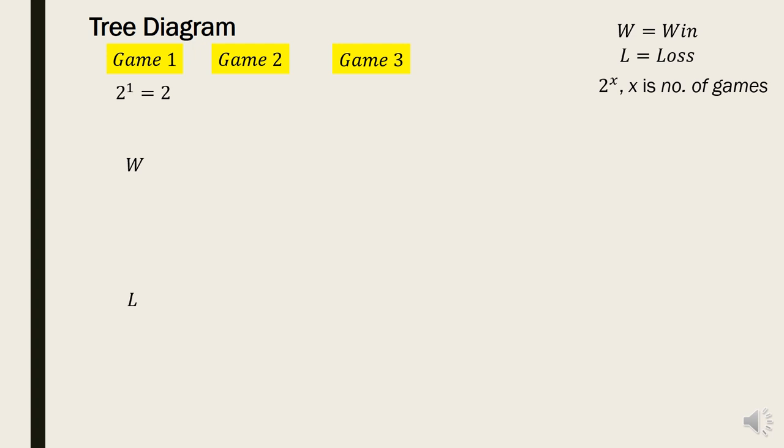In the second game, we have 2 raised to 2, which is equal to 4. So we will write W, L, W, L. So we have 4. In the third game, the possible outcomes, we have 2 raised to 3, which is equal to 8. So we have W, L, W, L, W, L, W, L.